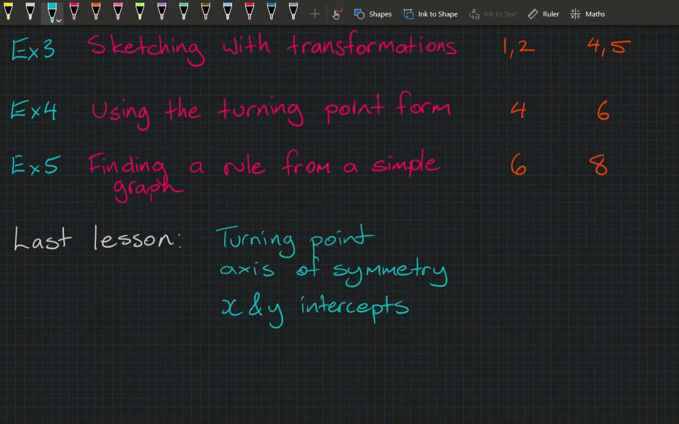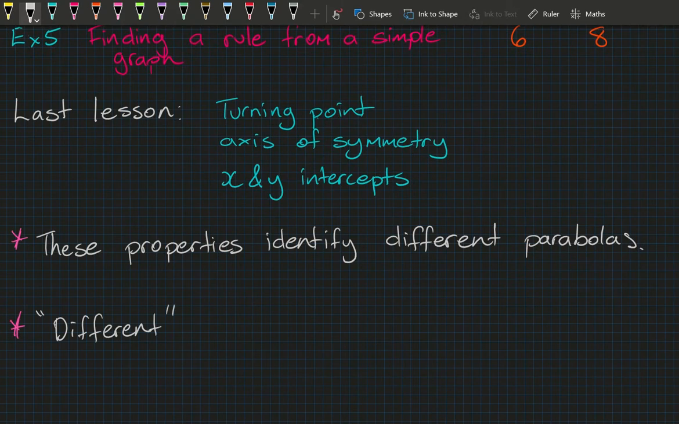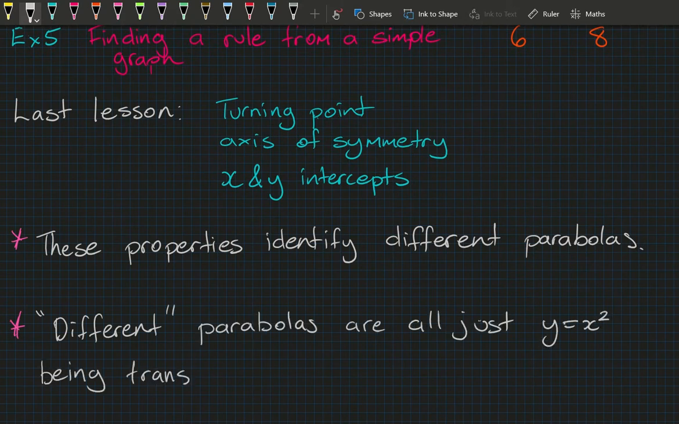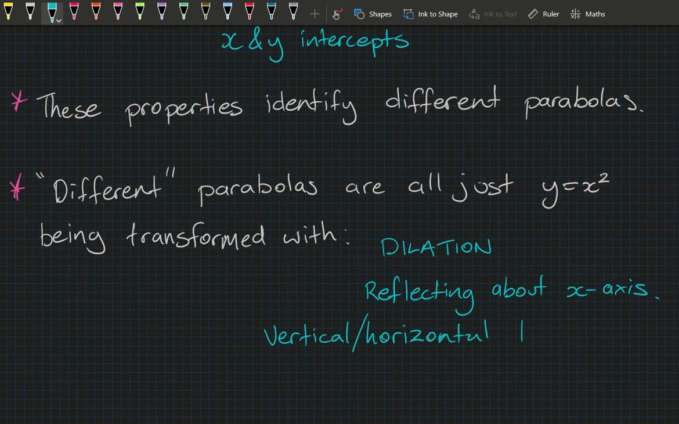So in our last lesson, we introduced the concepts of turning point, axis of symmetry, and the x and y intercepts. And we learnt that these properties are how we identify different parabolas. And these different parabolas are just y equals x squared, having any amount of transformations: dilation, reflecting about the x-axis, and vertical or horizontal translation.